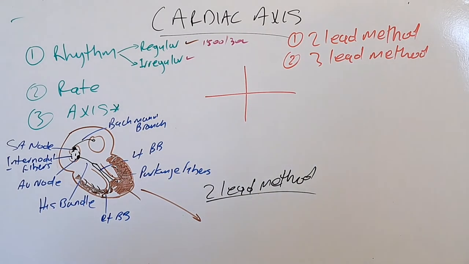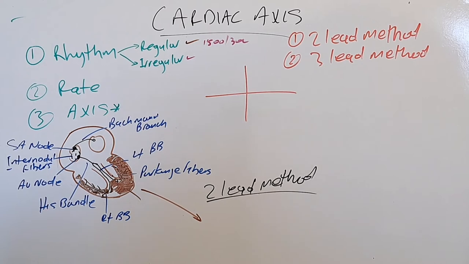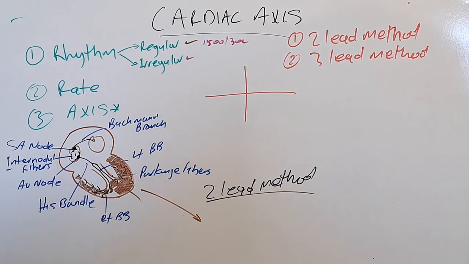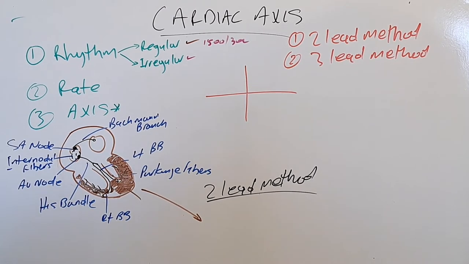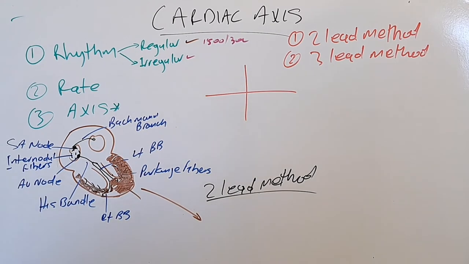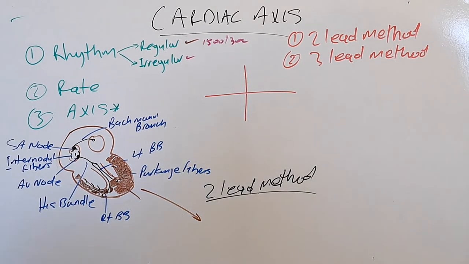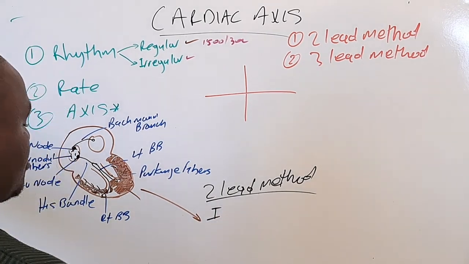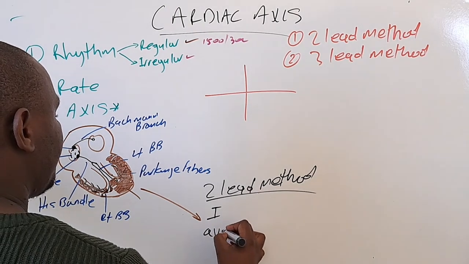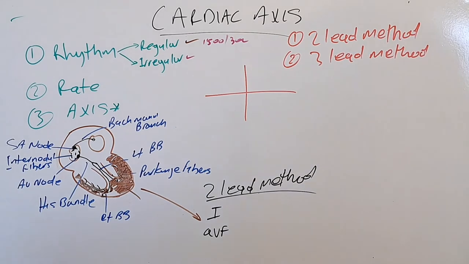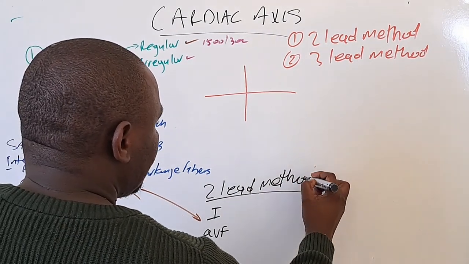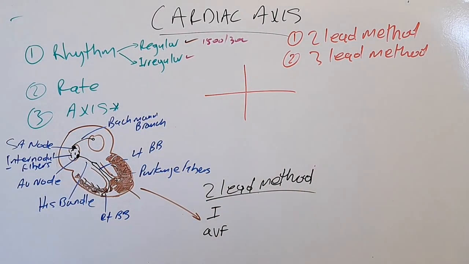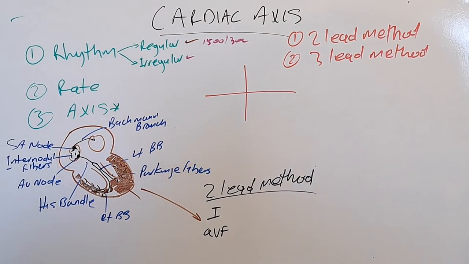In this method, we use two leads to figure out the cardiac axis. Like I said, the cardiac axis is the gross direction of the movement of action potentials. Which side is the current facing, or what is the overall direction of the action potentials? Which side are they facing or going towards? The two lead method uses lead one and aVF. This is what you must memorize. What are the things that you look at in those two leads that will help you figure out the cardiac axis? You look at the QRS complex.